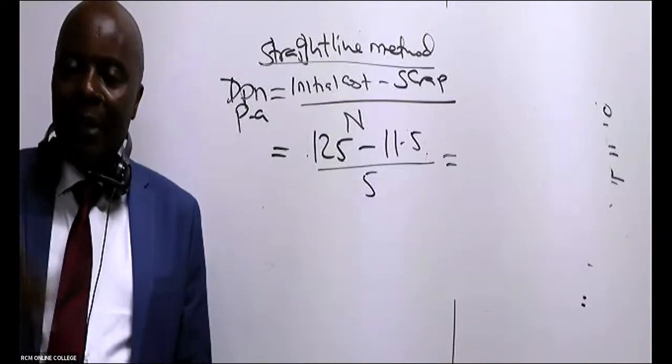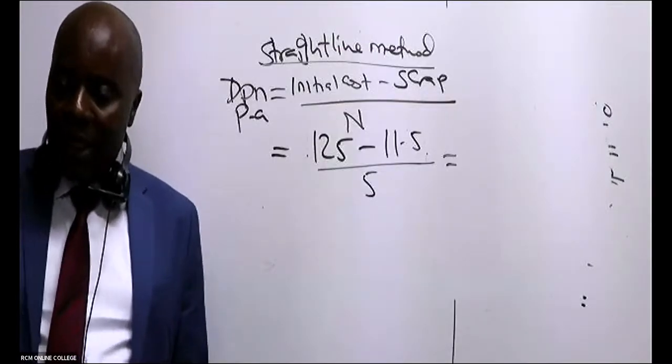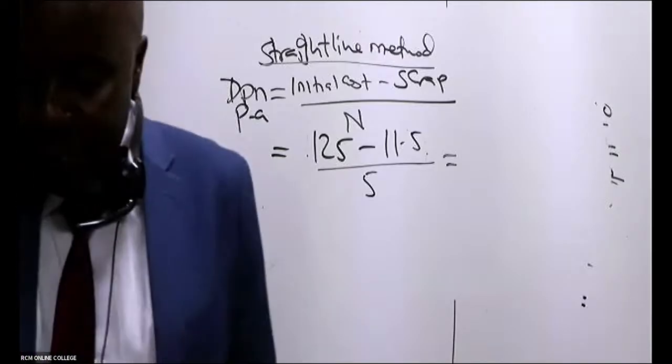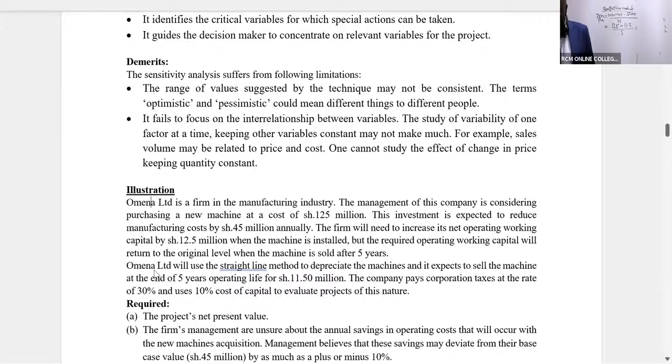5 years, isn't it? So in this case here, remember the initial cost of the machine is 125. And should we sell it after 5 years, we are told we shall sell it for 11.5. The machine is going to be with us for 5 years. I repeat the last paragraph. The company will use the straight line method to depreciate the machines, and it expects to sell the machine at the end of the 5 years operating life for 11.5. Yeah, 5 years. So divided by 5.